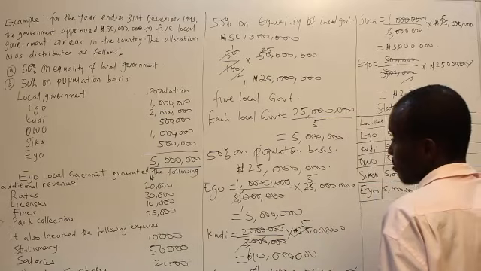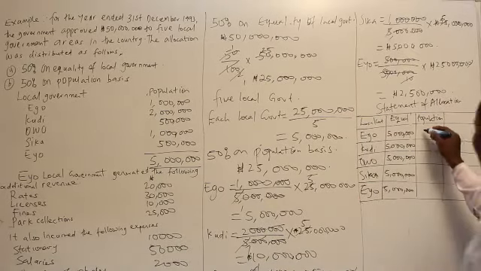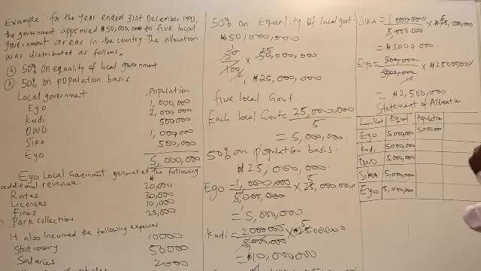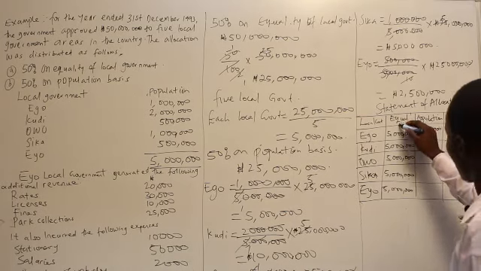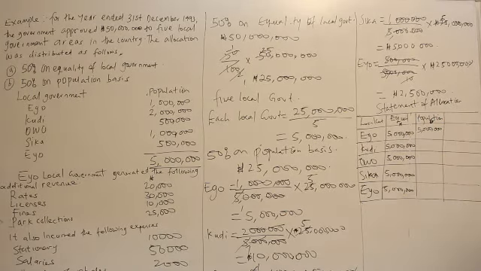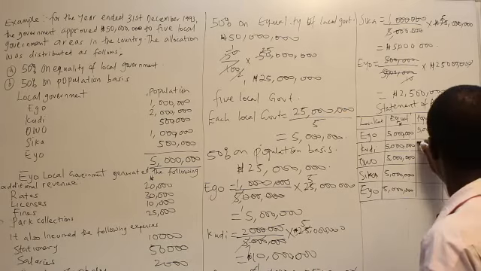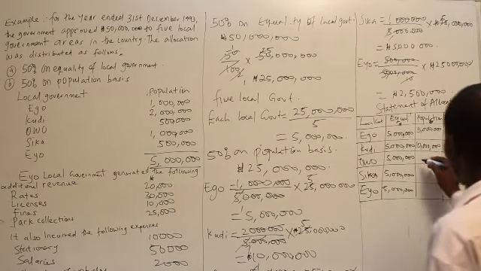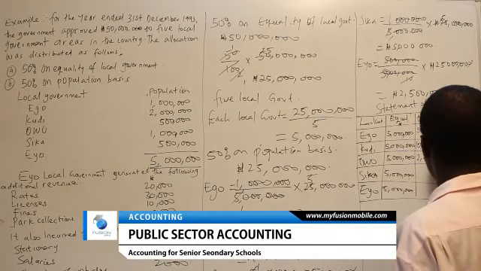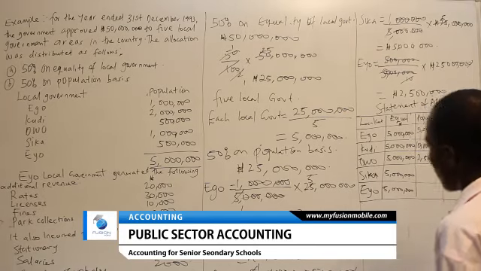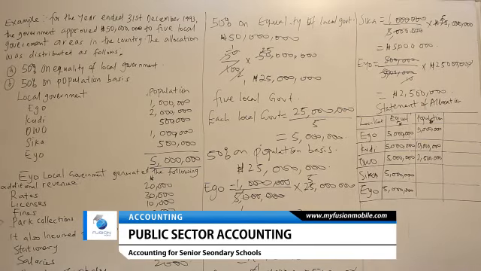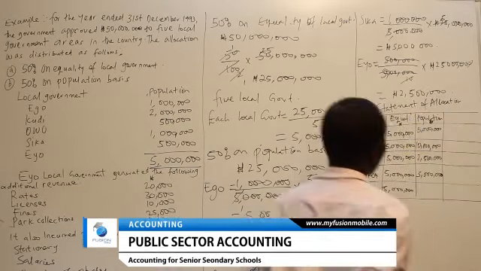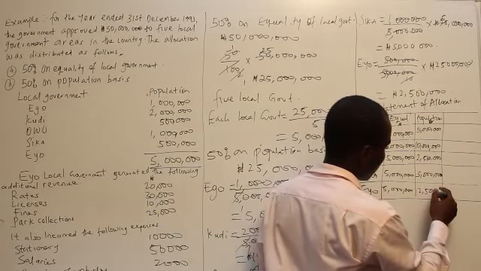So that will be Ego is 5 million naira. Kudi is 10 million naira. Owo is 2.5 million. Okay, Sika is 5 million naira, and Eyo is 2.5 million naira.